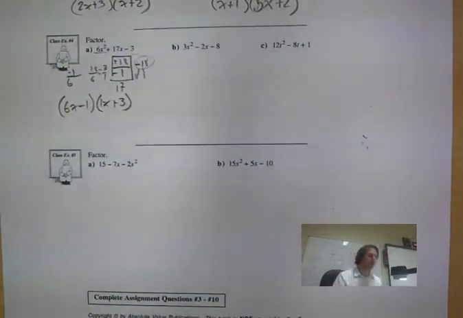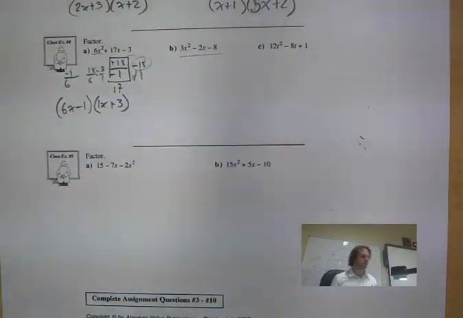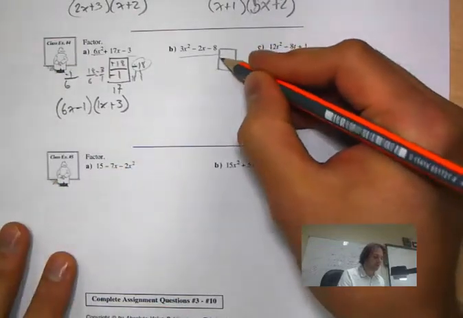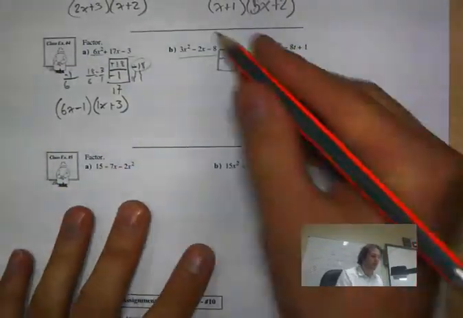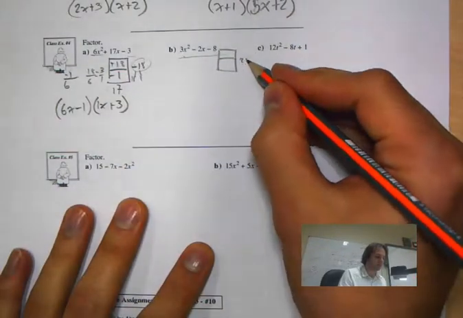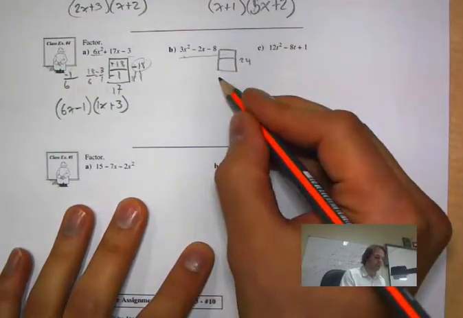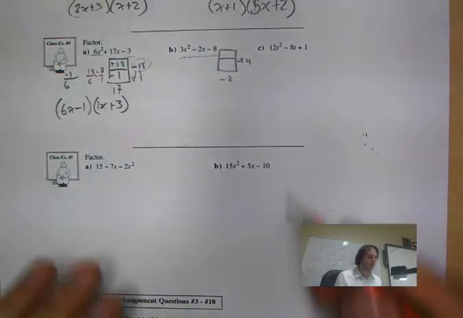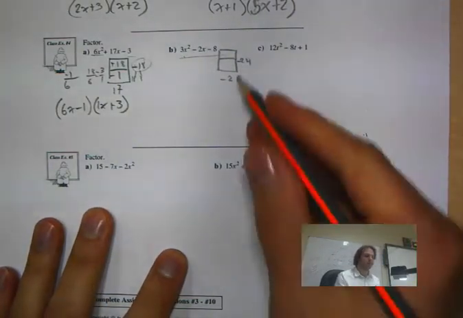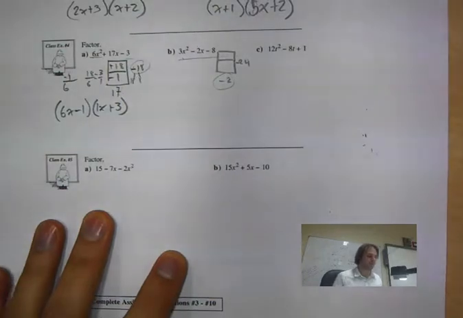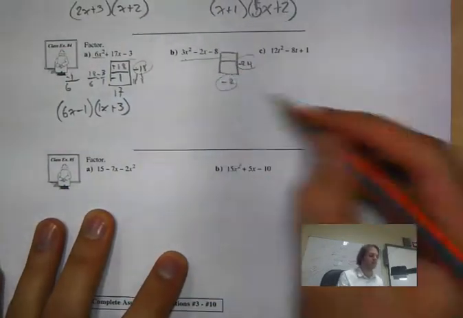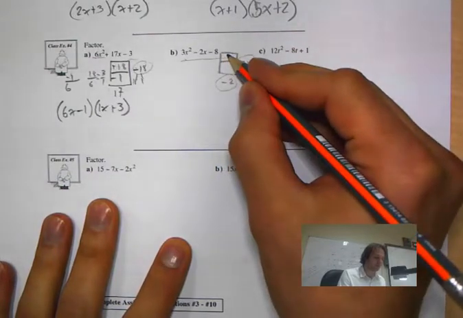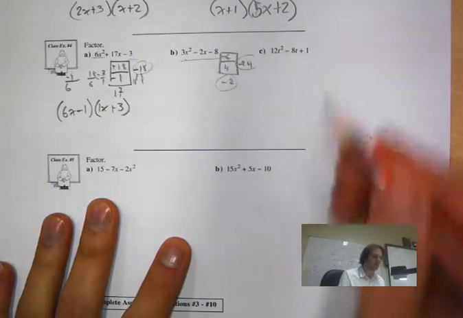Okay? Let's take a look at this next one here. All right. So once again, I'm going to use my box method. And I have 3 times 8 is 24. And it's negative, and I have negative 2. So we need a negative and a positive number, and this time the negative is bigger. Negative is bigger. So what am I going to use? I'm going to say 6 and 4. So we have 6 and 4, and this must be negative.